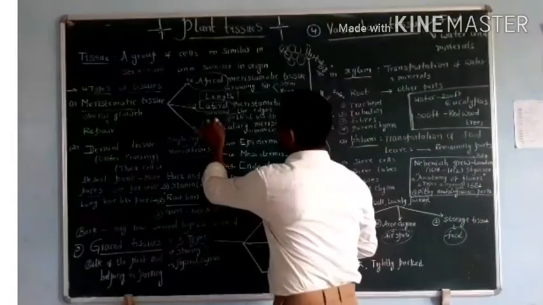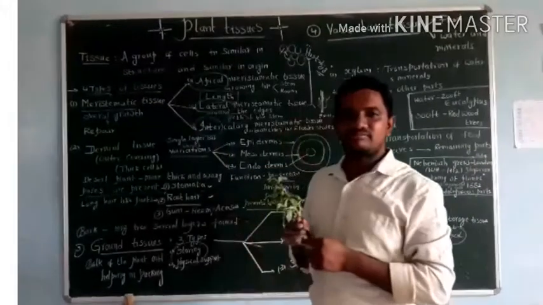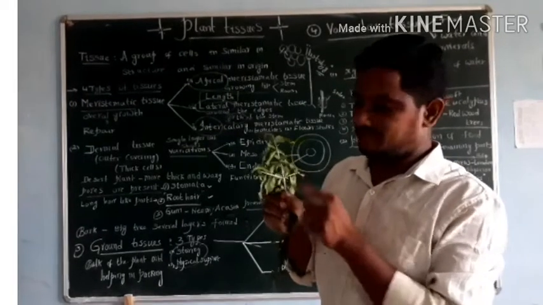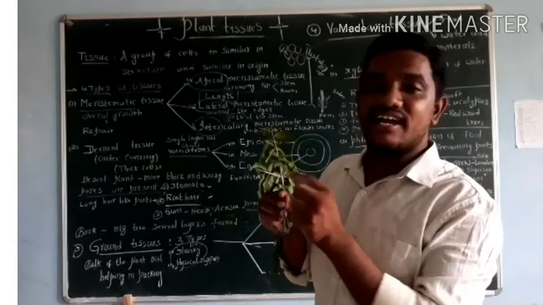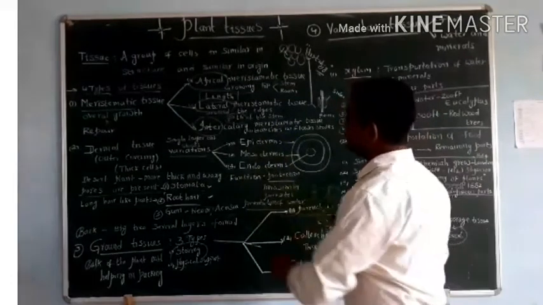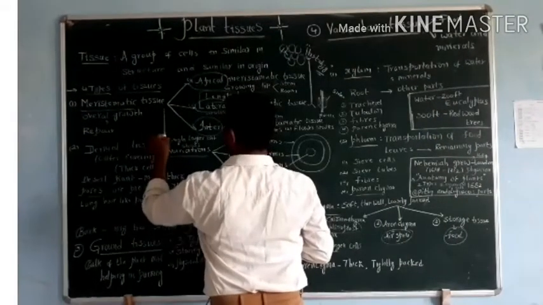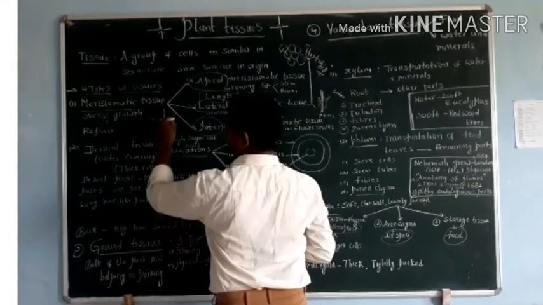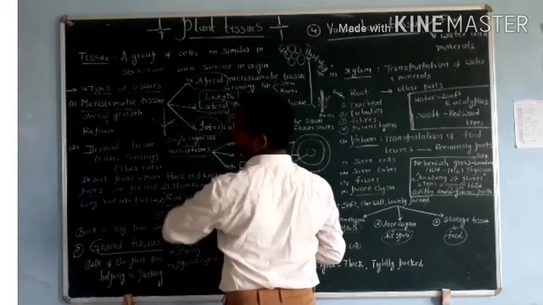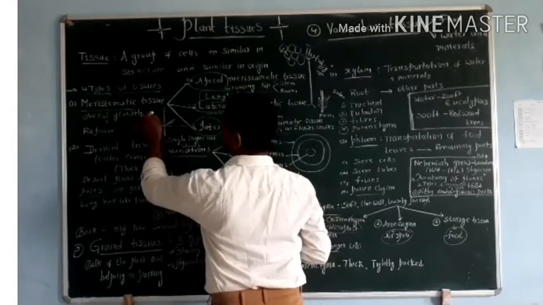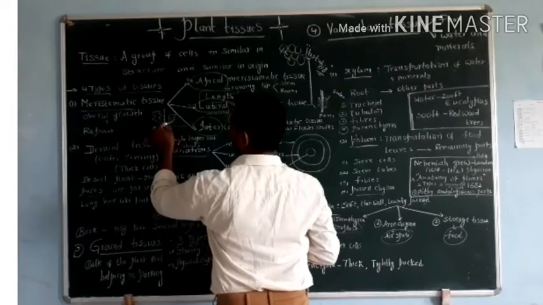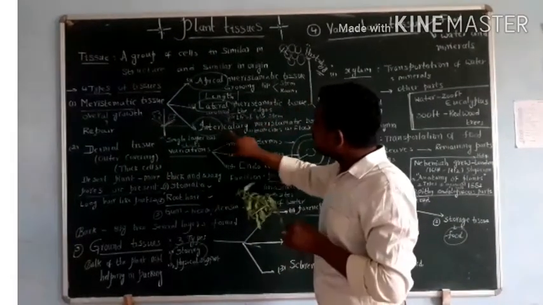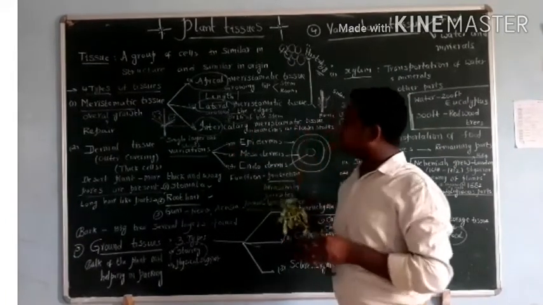Remember, intercalary. Here this is the branch, this is the stem. Between them, intercalary meristematic tissues are present. For example, this is the plant stem and these are the branches. Where branches are present, and where flower stalks are arranged, intercalary meristematic tissues are present. This is the third one, intercalary meristematic tissue.